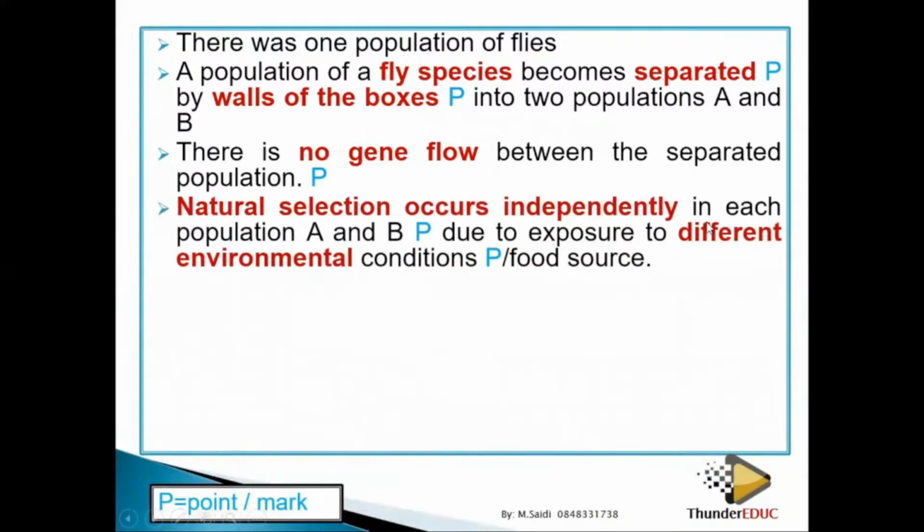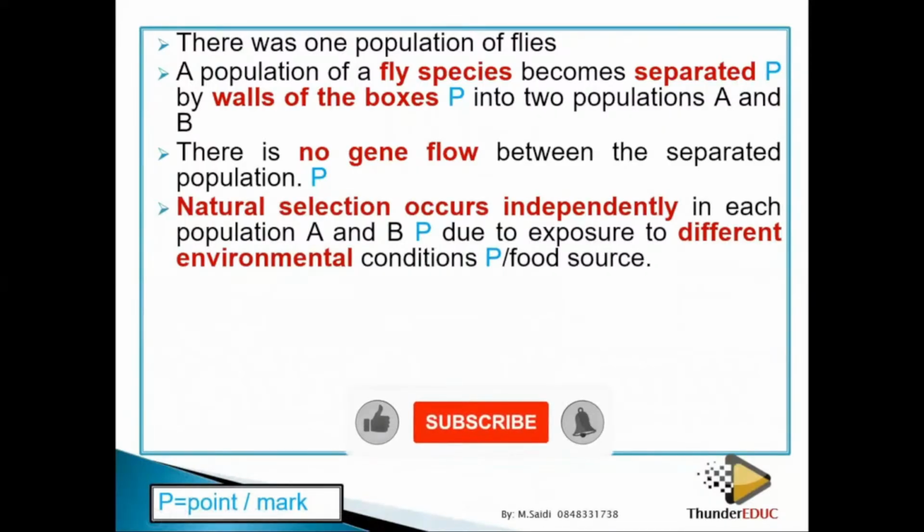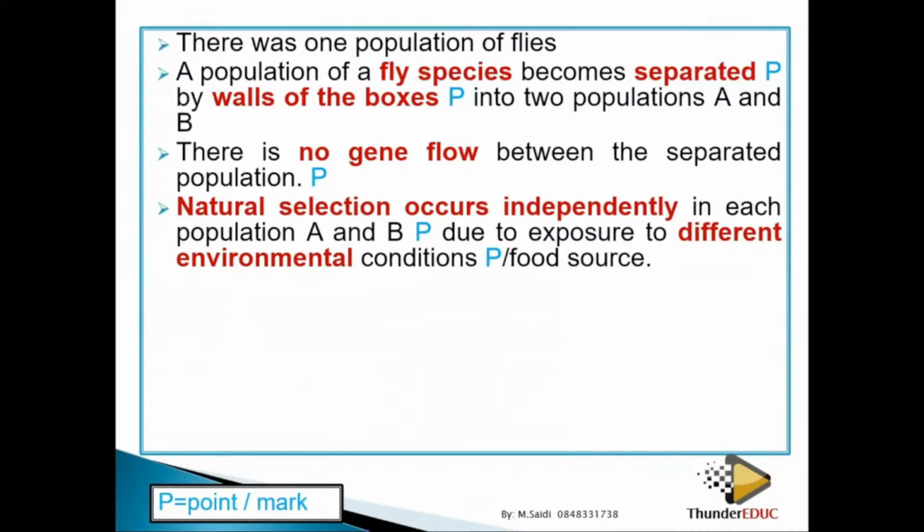Natural selection occurs independently in each population, A and B, due to exposure to different environmental conditions. In this case, that is the food source. The food was different. Because the food source was different, this one fed on maltose, and the other one fed on starch. So the environmental conditions were different.